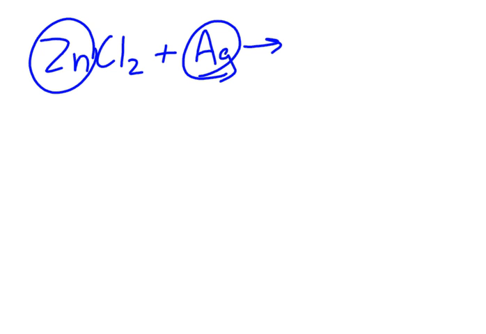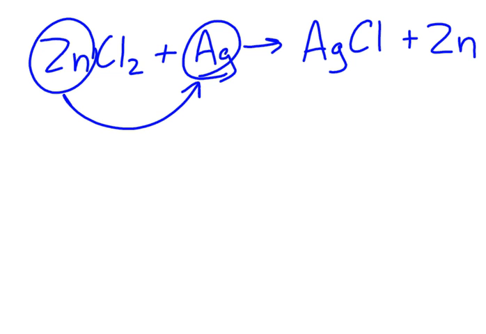Let's say I had zinc chloride and silver metal. What's going to happen is this metal right here and this metal right here are going to switch places, and I'm going to end up with silver chloride and zinc metal. I'm not worried about balancing it right now. I'm just wanting to show you that this metal and this metal just switch places. That would be the example of a single replacement reaction.